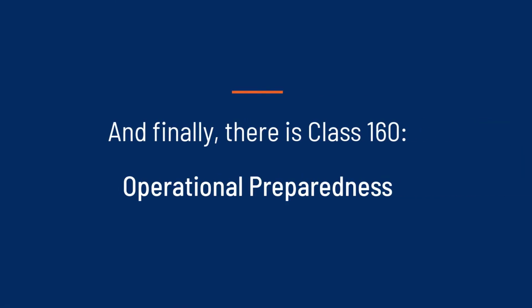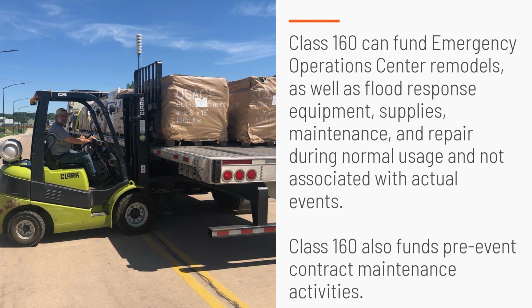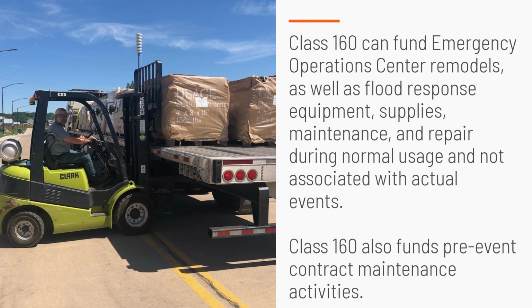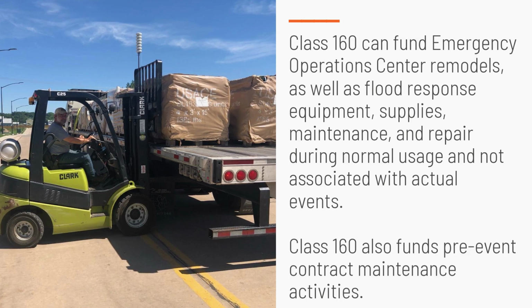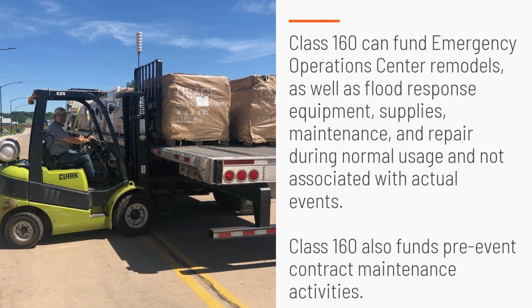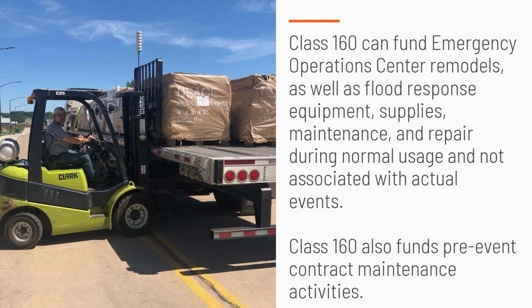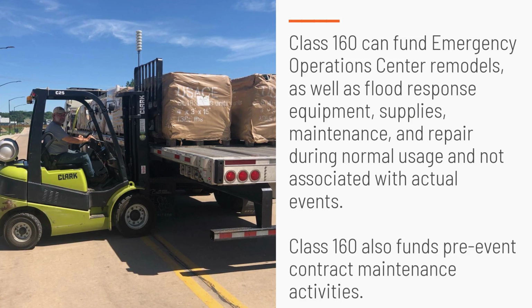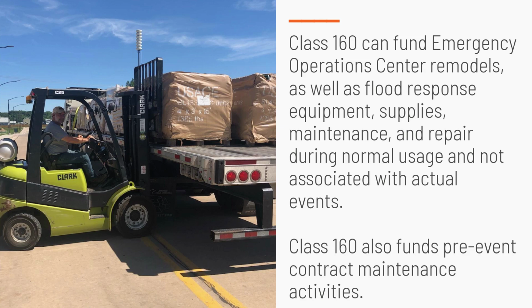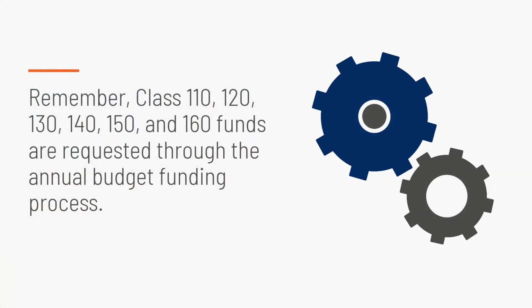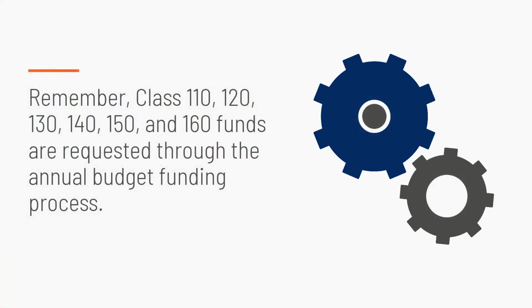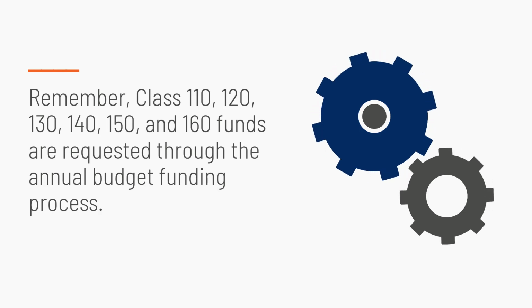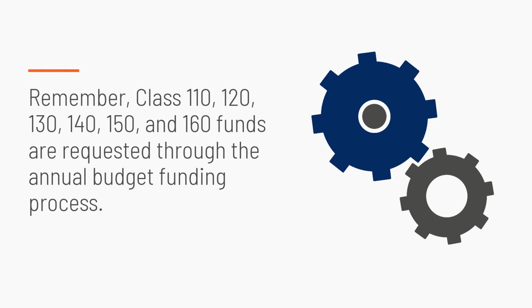And finally, there's Class 160, Operational Preparedness. Class 160 can fund Emergency Operations Center remodels, as well as flood response equipment, supplies, maintenance, and repair during normal usage not associated with actual events. Class 160 also funds pre-event contract maintenance activities. Remember, Class 110, 120, 130, 140, 150, and 160 funds are requested through the annual budget funding process.